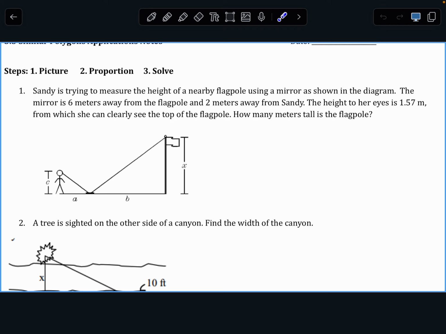The mirror is 6 meters away from the flagpole and 2 meters away from Sandy, and the height of her eyes is 1.57, so that she can see the top of the flagpole. So where does the 1.57 go? What letter? C? And then what's A? 2 meters. And 6 is B. That means that X is what I'm looking for.